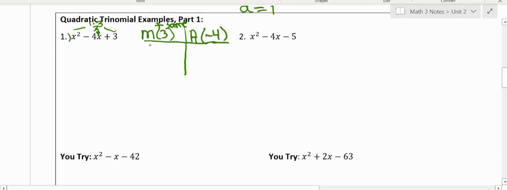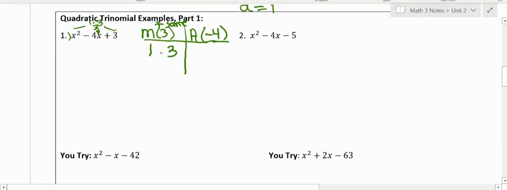So if I look at two numbers that multiply to give me 3, I have 1 times 3. But I want them to add to a negative. So negative 1 times negative 3 is a positive 3. And when I add negative 1 and negative 3, I get a negative 4. So that would be my factor pair.